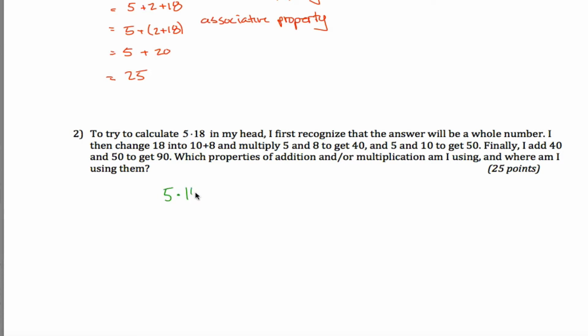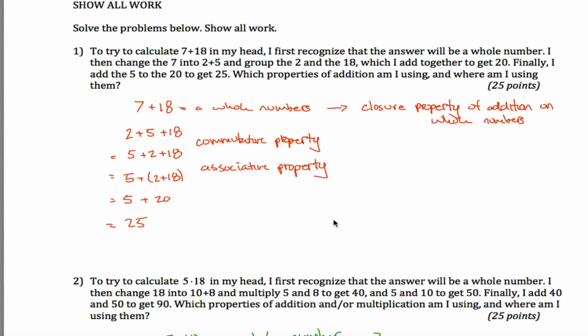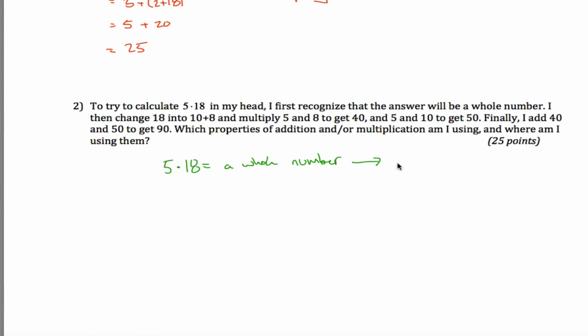Okay, same basic idea down here, except now I'm going to calculate 5 times 18 in my head. So first of all, 5 times 18 is a whole number. That is, much like up here, the closure property. However, this time it's not the closure property of addition, it's the closure property of multiplication on whole numbers. Really, if you just write the closure property, I'm probably fine with that. Closure property says if you have two whole numbers, multiply them together, guess what? You're going to get another whole number. The fact that that's true, that's my closure property.